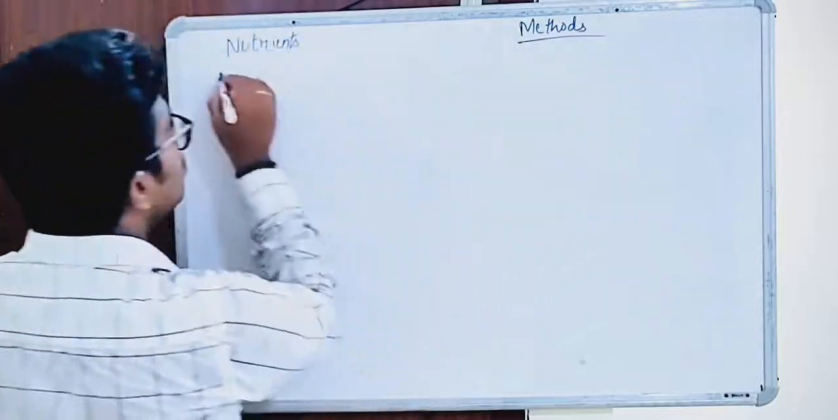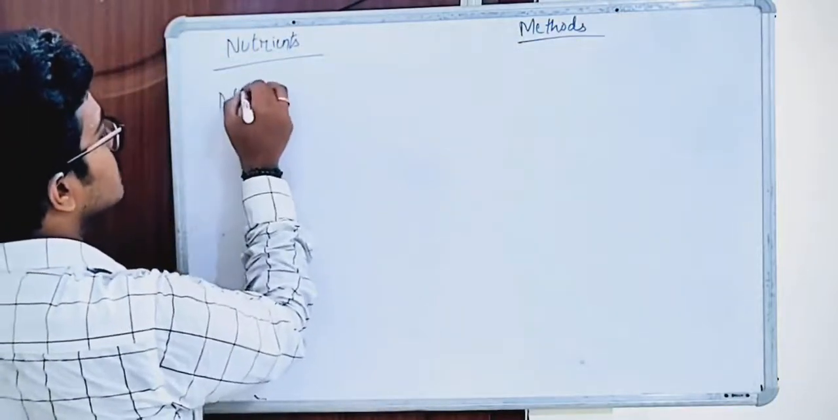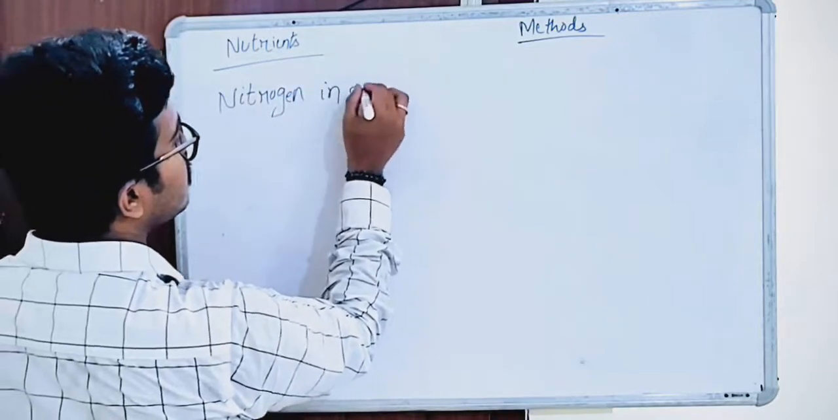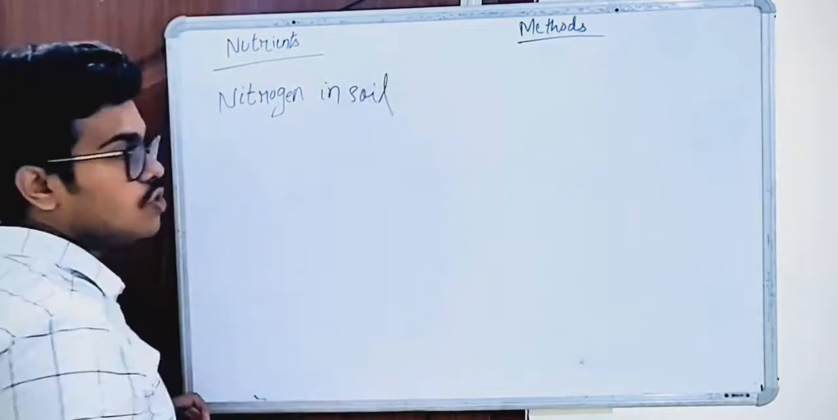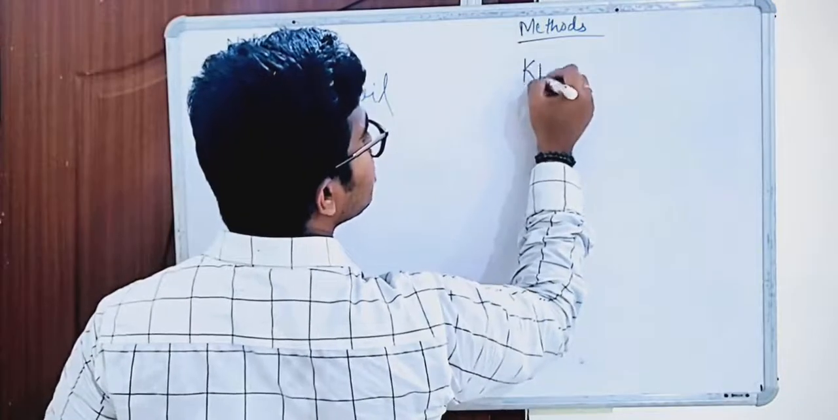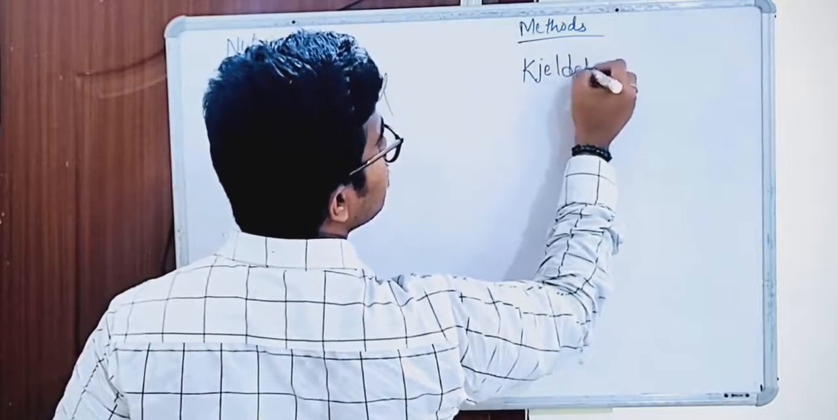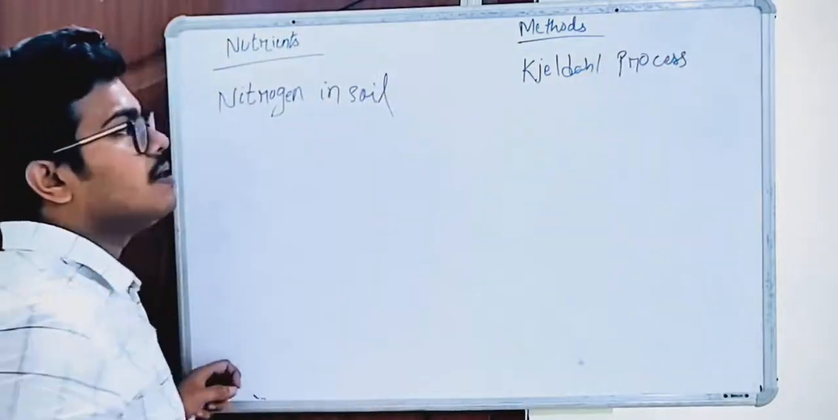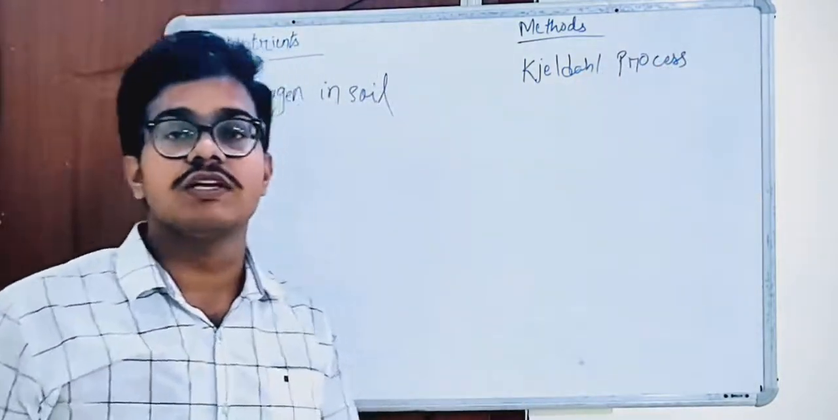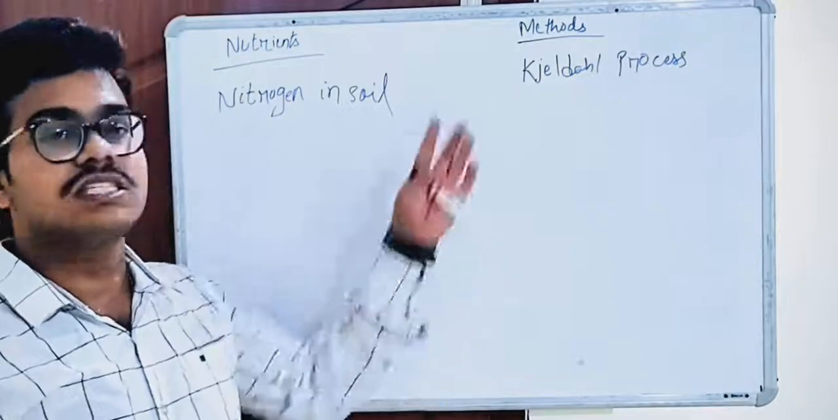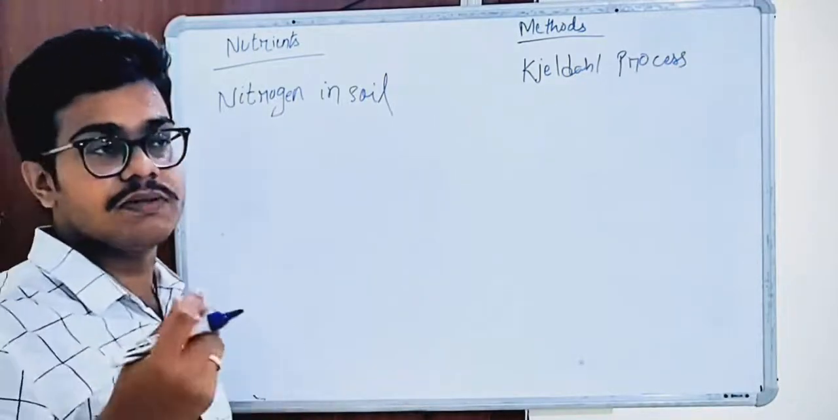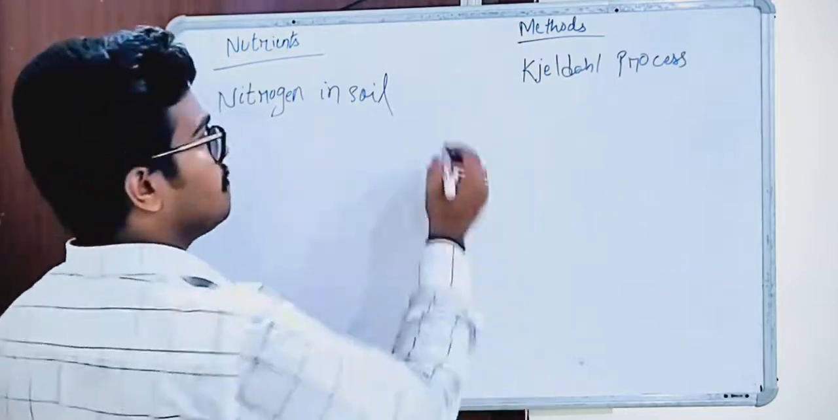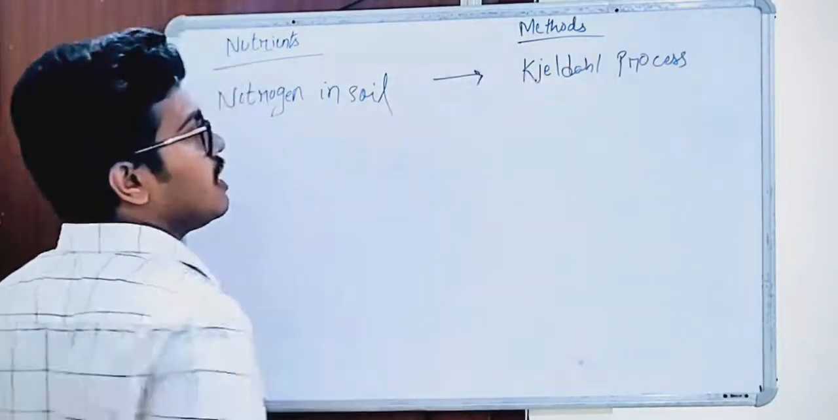Okay. So if it is nitrogen in soil, we can estimate it by the Kjeldahl process. Kjeldahl is a method where nitrogen is generally estimated or analyzed, that is, how much nitrogen is present in the soil or plant samples. This is nitrogen by the Kjeldahl process.